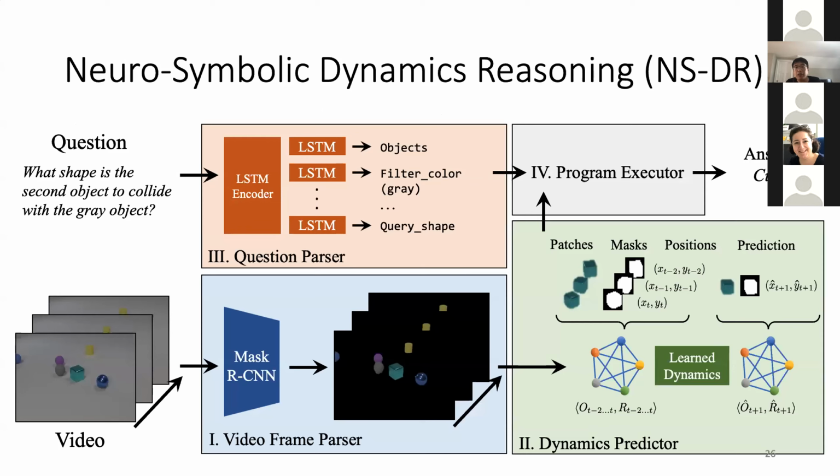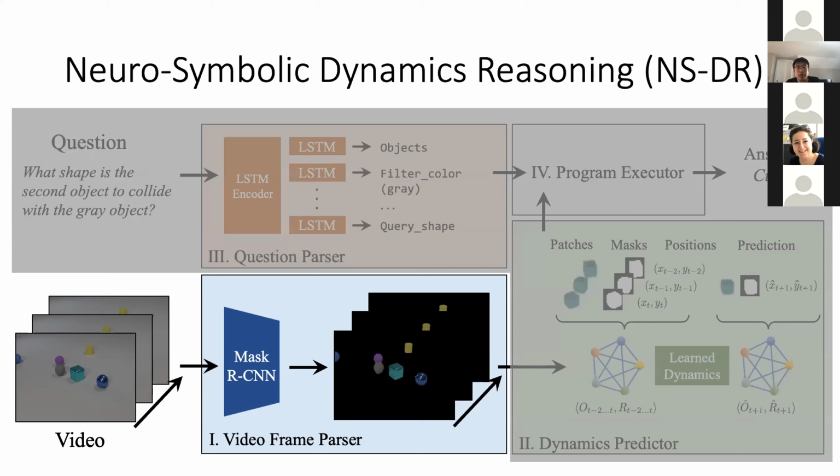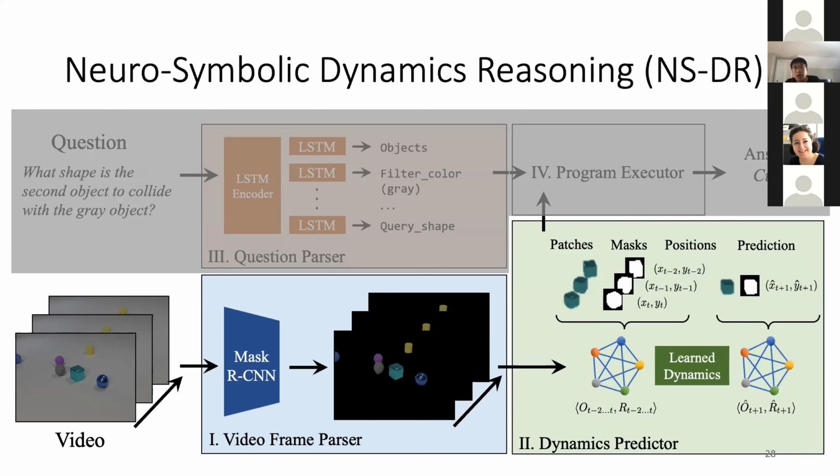So based on this observation, we design a new model called neuro-symbolic dynamic reasoning, which can use the structural visual and language representation to try to handle this kind of causal reasoning task. Our model consists of three key components. First, our model uses a deep neural network to parse each video frame into an object-centric structural representation, including the position information as well as static attributes such as color and shape of each object. Then we send this representation to a dynamic model to predict object trajectory across different frames. Here we're using a graph network to approximate the physical dynamics.